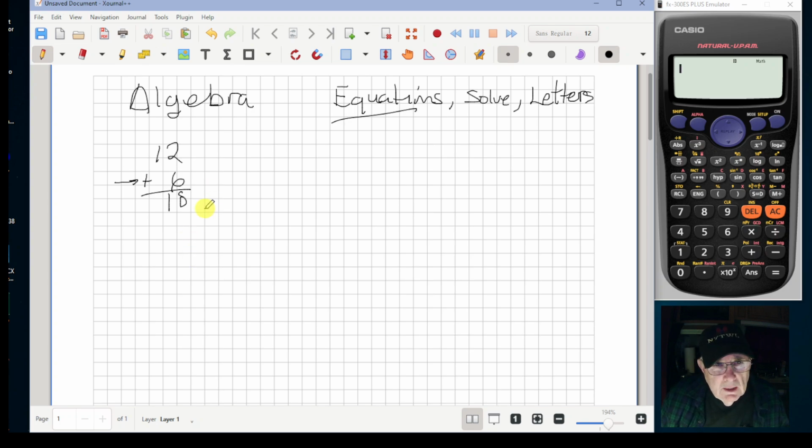Well, believe it or not, this is an equation. And to see it as such, let's write it out more horizontal, because typically in algebra we like to work horizontally because a lot of problems have more than one or two steps. So the column format doesn't work real well. So let's just write this out. 12 plus 6, and we've already done the work here. We know that that equals 18.